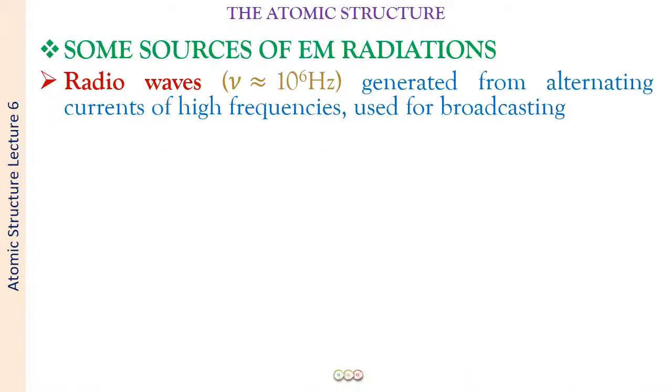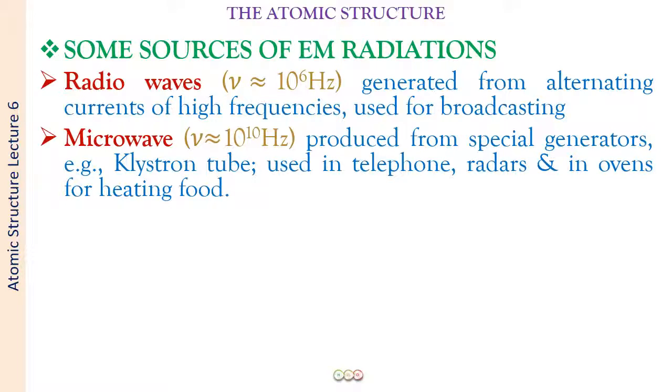So some sources of the electromagnetic radiations. First are the radio waves. The frequency is approximately 10^6 Hertz. They are generated from the alternating currents of high frequencies and they are used for broadcasting. Then we have the microwaves. The frequency is 10^10 Hertz and they are produced from special generators, for example, klystron tube, used in telephone, radars and in ovens for heating food. So you all know the microwave oven which we use at home so frequently.